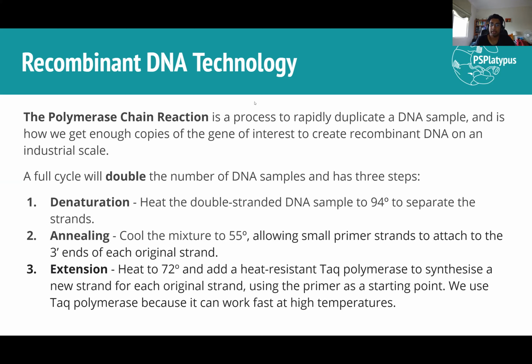And then we heat it up again, and we add not a human DNA polymerase, but a heat-resistant Taq polymerase, which comes from a bacteria, to make a new strand. So we've started with a double strand, we've then separated into single strands, and then we're going to duplicate the single strands so that we end up with 2 double-stranded samples.